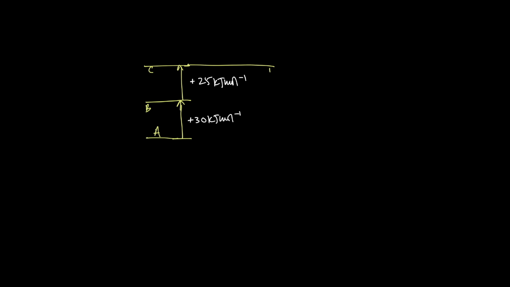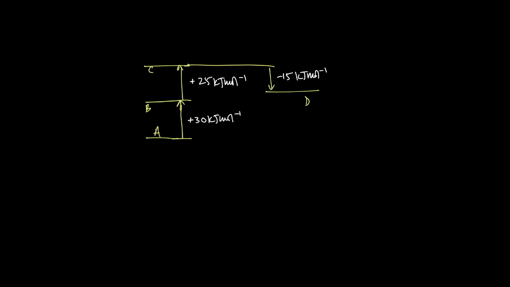So basically, what we have here is this. For example, let's say that I start at point A. If I want to go to point B, I have an enthalpy change of, let's say, plus 30 kilojoules per mole. Then let's say from point B to point C, I have an enthalpy change of another plus 25 kilojoules per mole. And then let's say that I go from point C to point D, and I have an enthalpy change of, let's say, minus 15 kilojoules per mole.